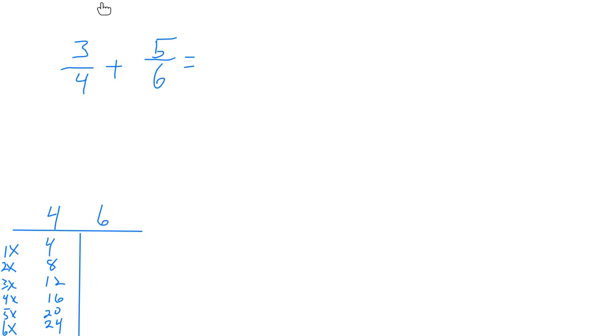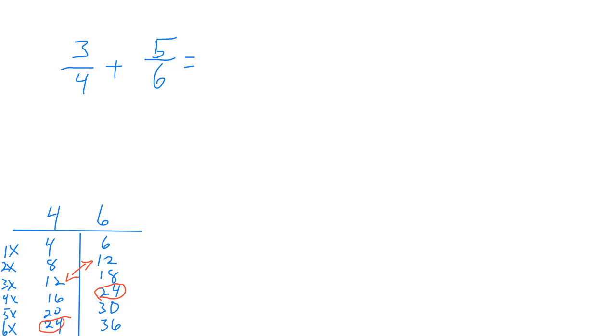Let's try this. 1 times 6 is 6. 2 times 6 is 12. 3 times 6 is 18. There's the 24 that we have in common. I have 30 and 36. But let's see what I have in common here. I know I have a 24 in common, because that's 4 times 6. But if you look, I also have a 12 in common. And I'm going to use the least common denominator.